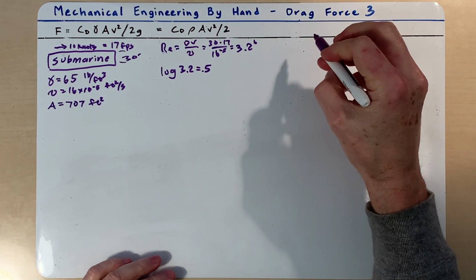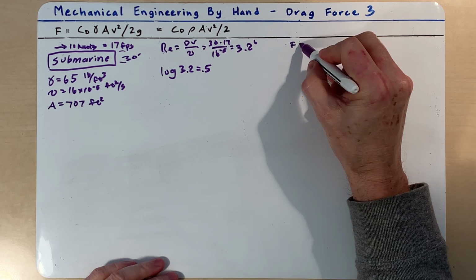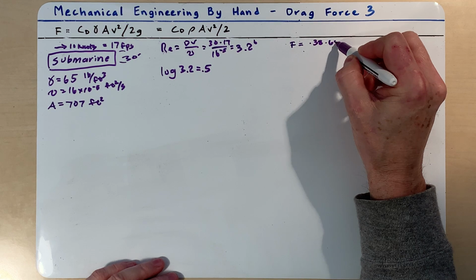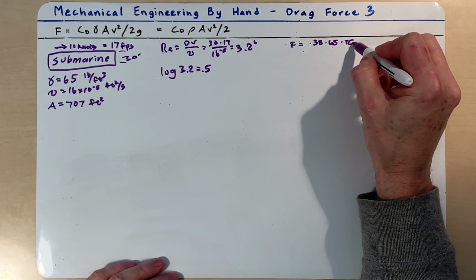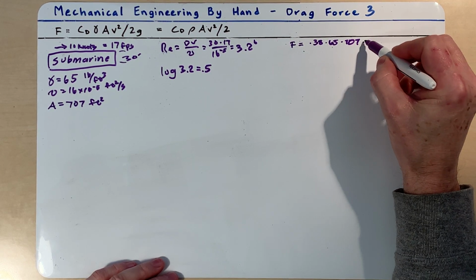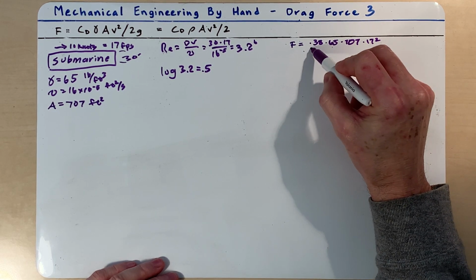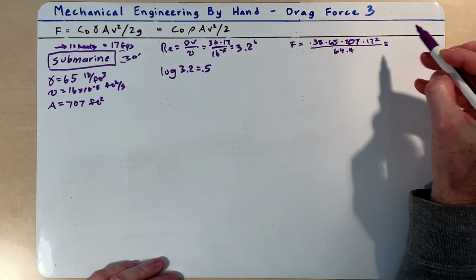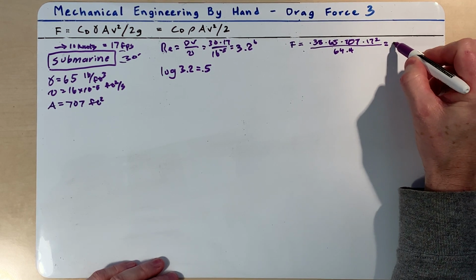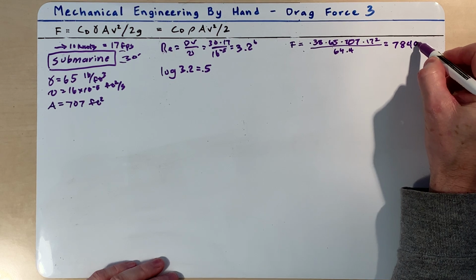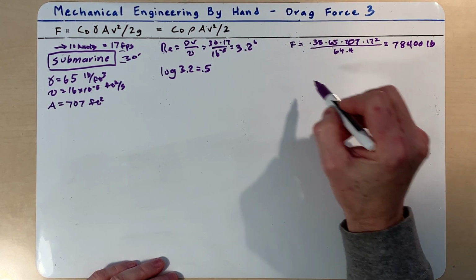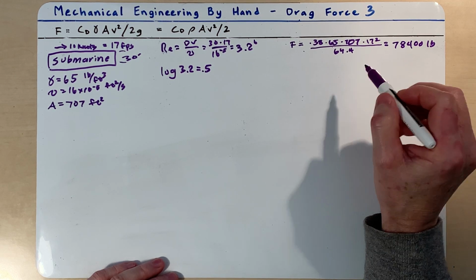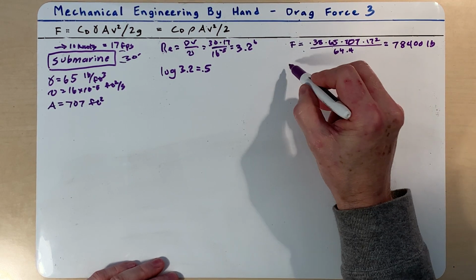Okay, so now we can calculate the drag force. 0.38 times 65 times 707 for the area times 17 squared divided by 2g, which is 64.4, and that force is equal to 78,400 pounds.